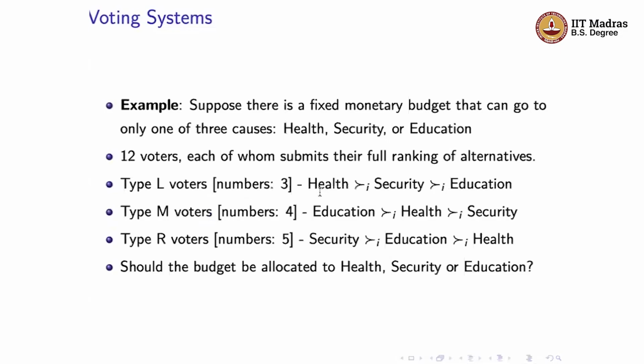So if you look at it, three of the voters have health as their topmost choice, four of the voters have education, and five of the voters have security. Since security has the highest number of votes, the budget is going to be allocated to security.